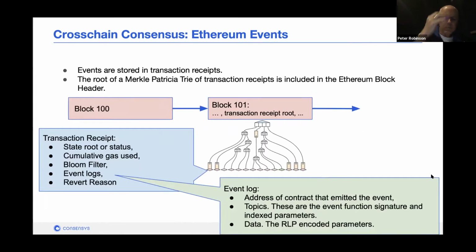Why this is important is that, say in Ethereum, you have blocks, and in the block header, you have the transaction receipt root. And then you have a modified Merkle-Patricia trie, which is that thing just there. And within each of them, the bottom element is the actual transaction receipt. And within that, you have event logs, and the event logs contain the event information. So the address of the contract that emitted the event, the topic, so essentially what the function was that emitted the event, and the parameters of the event.